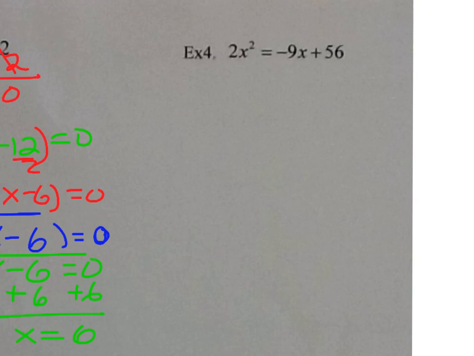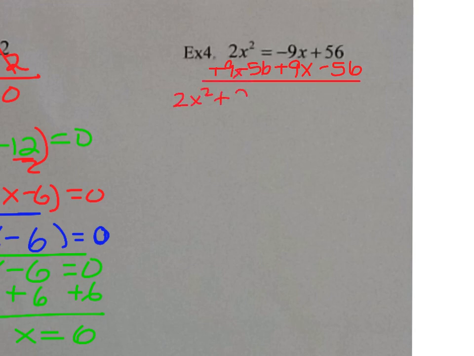All right, so minus 9x, I'm going to add 9x. Positive 56, I'm going to add minus 56. So add 9x minus 56. So I get 2x squared plus 9x minus 56 equals 0. I notice that there is no GCF.